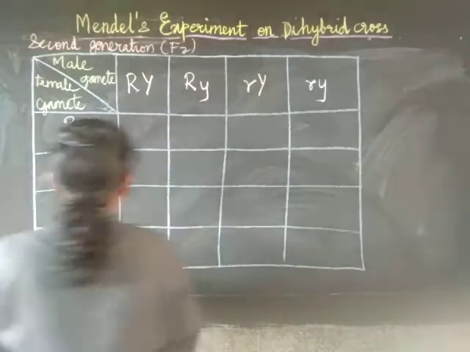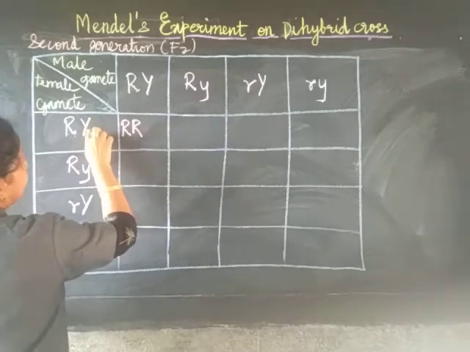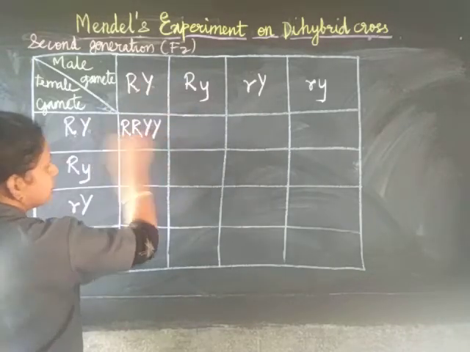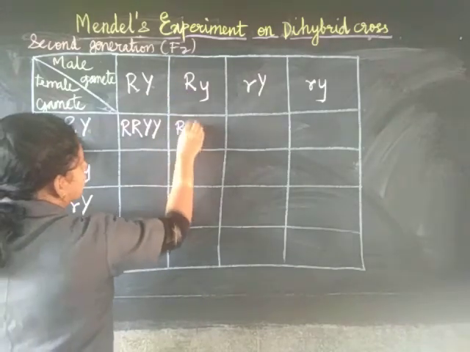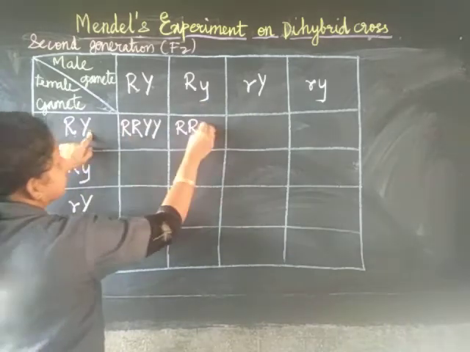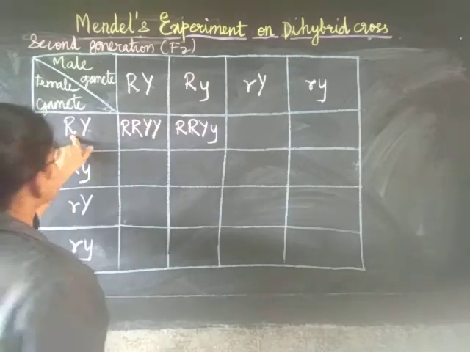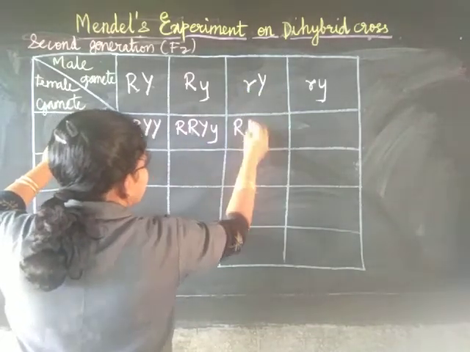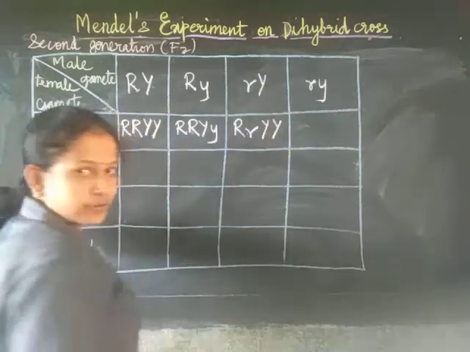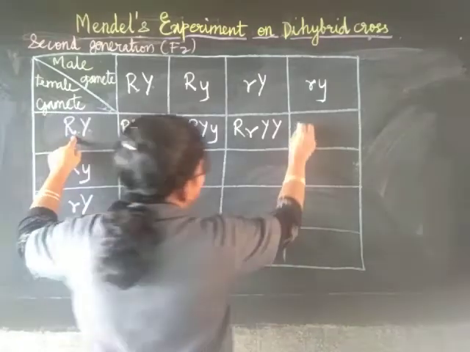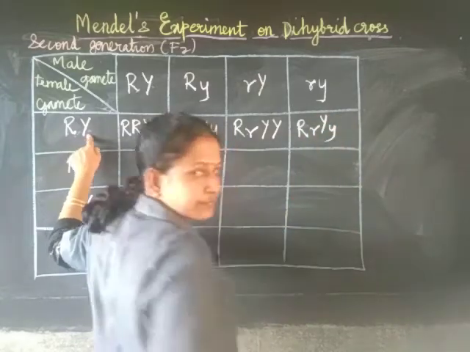You will get combinations like capital R, capital R, capital Y, capital Y. Then if we go to the second column now, capital R, capital Y here and small y here, fine. Then we have capital R, small r, capital Y, capital Y here. Next will be capital R, small r, capital Y, small y.